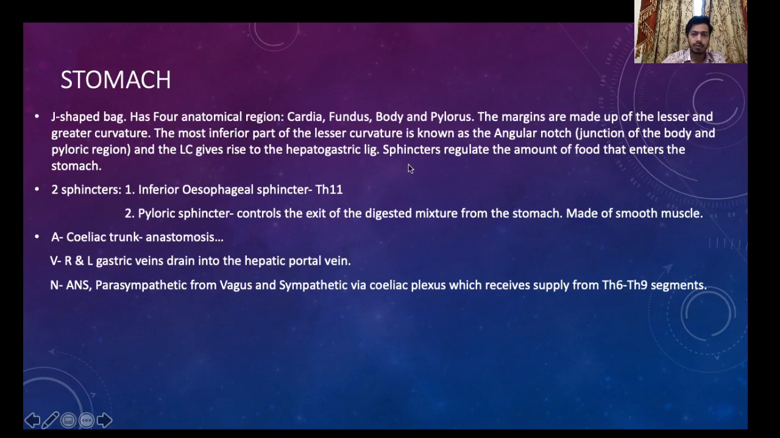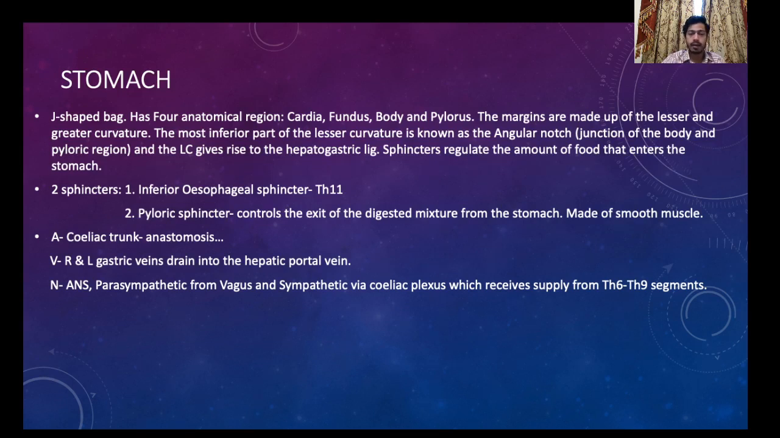And like I've said, the sphincters limit the contents. What I meant to say was the esophageal sphincter regulates the amount of food that enters the stomach, and the pyloric sphincter will regulate the amount of food that is passed on from the stomach to the duodenum and the small intestine and onwards. Like I mentioned before, so two sphincters. The first sphincter, pretend that you're passing through the esophagus, pretend you're food, it's weird, but just pretend. So the first sphincter that you have to pass through is the inferior esophageal sphincter at T11.